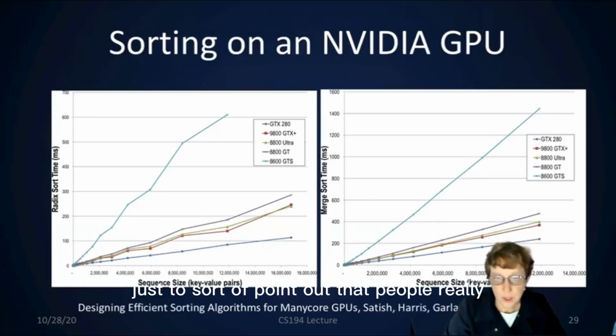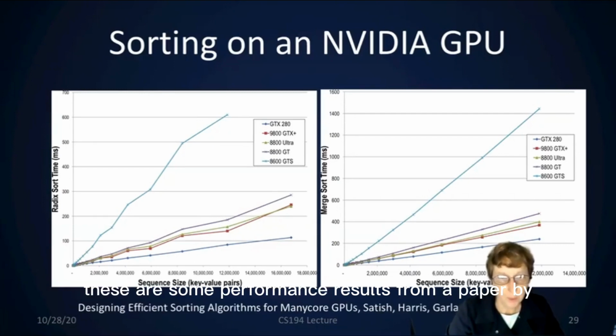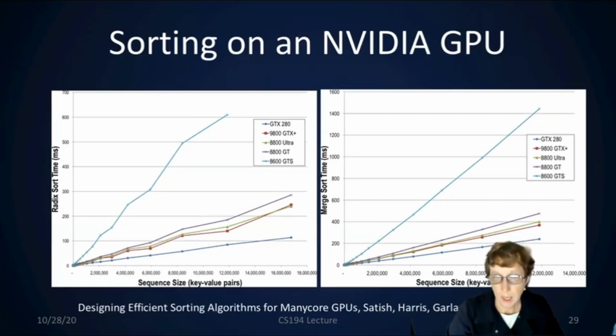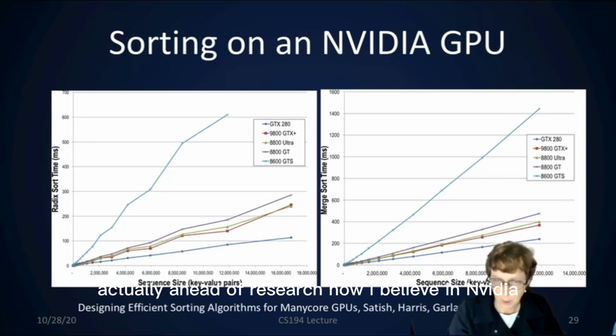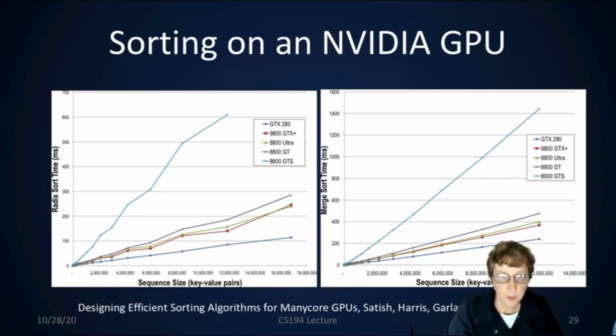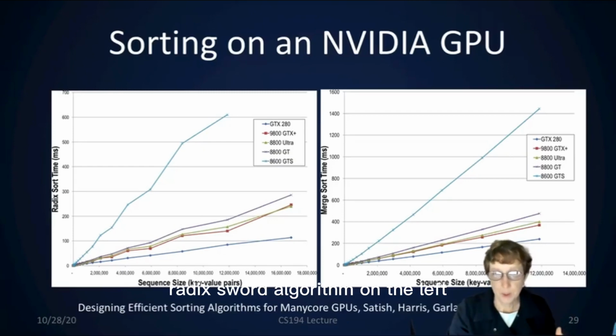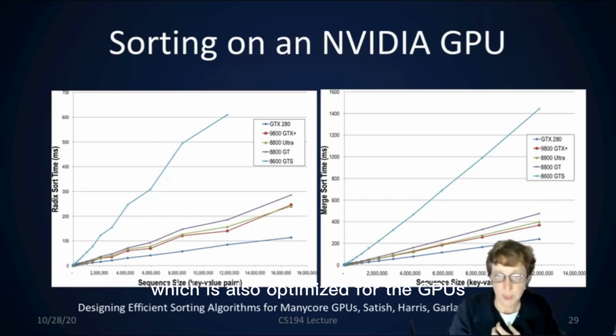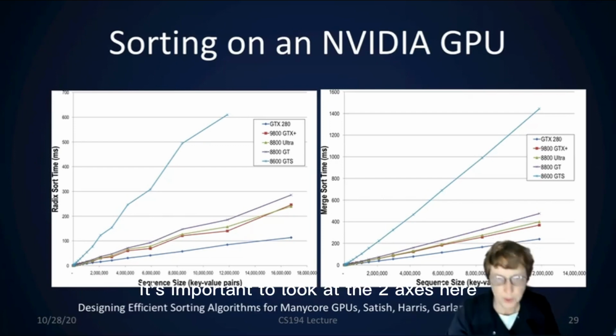Okay, and just to point out that people really do use this on GPUs, these are some performance results from a paper by a Berkeley student and 2 NVIDIA employees, actually the head of research now, I believe, at NVIDIA, Michael Garland. This was done in 2009, and this paper shows the implementation of a fast GPU optimized data parallel radix sort algorithm on the left, and a merge sort algorithm on the right, which is also optimized for the GPUs. It's important to look at the 2 axes here.